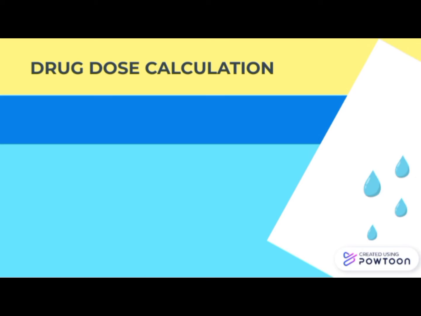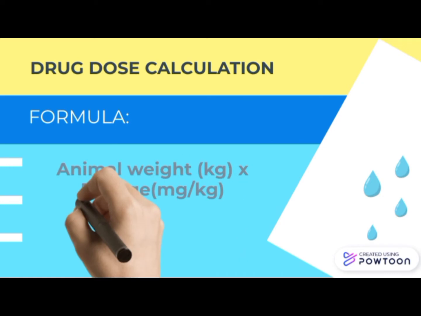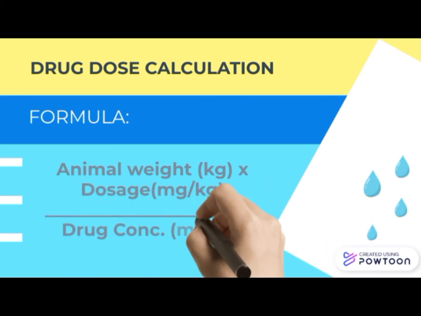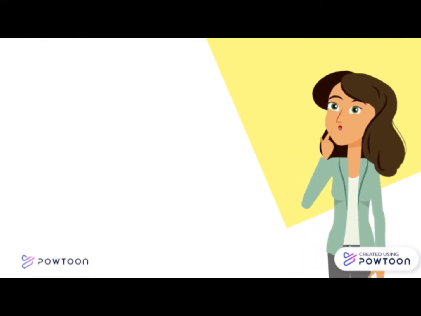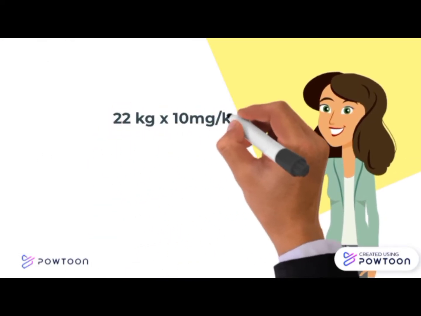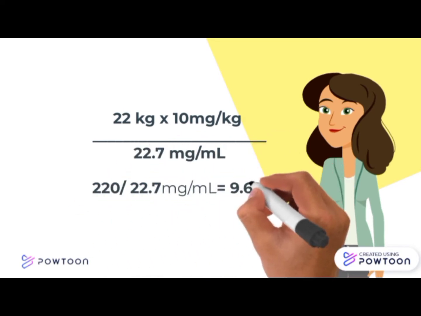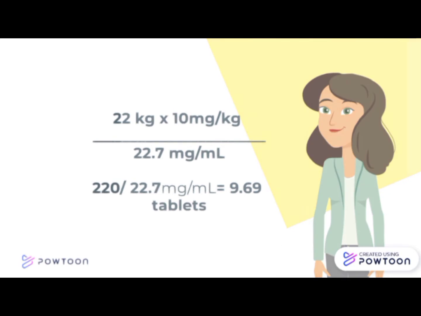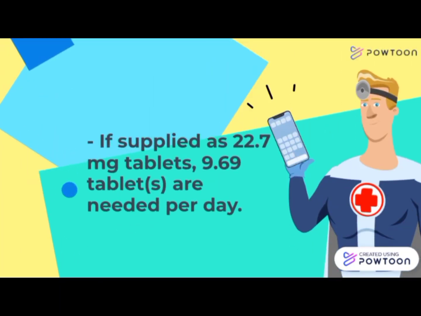So, here's the drug dose calculation formula. The animal's weight multiplied by the given dosage divided by the drug concentration. Substitute the given values. 22 kg multiplied by 10 mg per kilogram results to 220 divided by 22.7 mg per milliliter is equal to 9.69. Therefore, if supplied as 22.7 mg tablets, 9.69 tablets are needed per day.